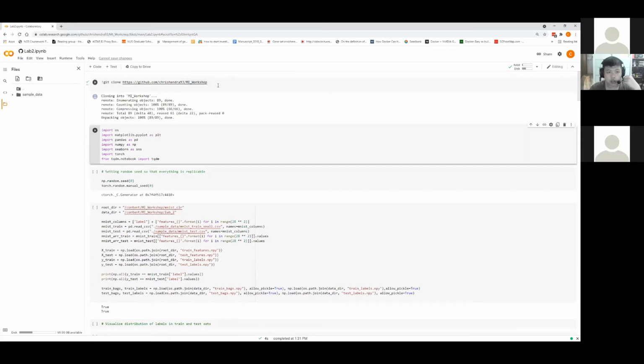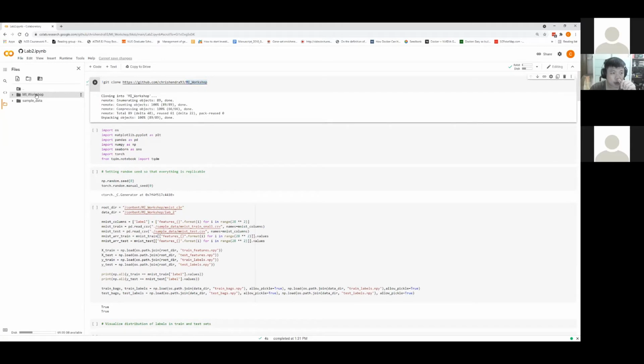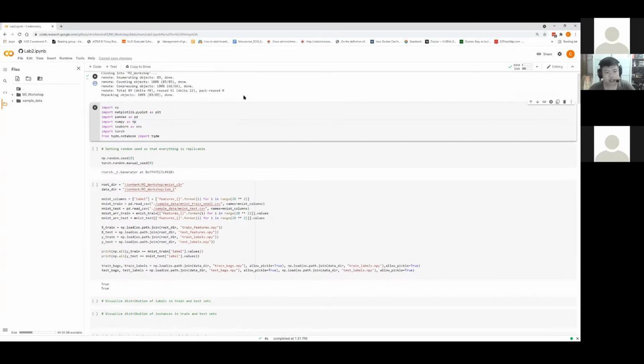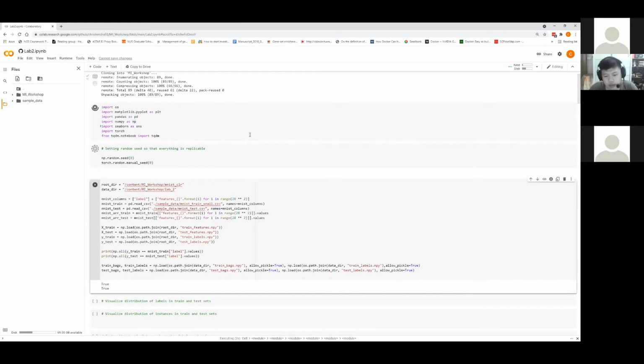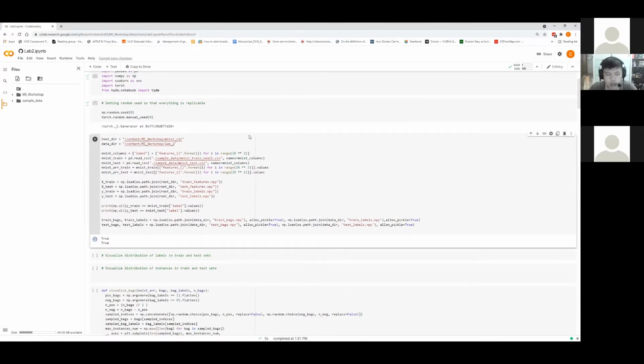So you need to redo this, but this should be quite fast. After you refresh it, you'll see this GitHub repository, MI workshop, being cloned in here, and it contains the data that we need. Let's run a couple more cells, the importing cells, and set some random seeds so that this result is replicable for everyone. And let's run this data loading cell.